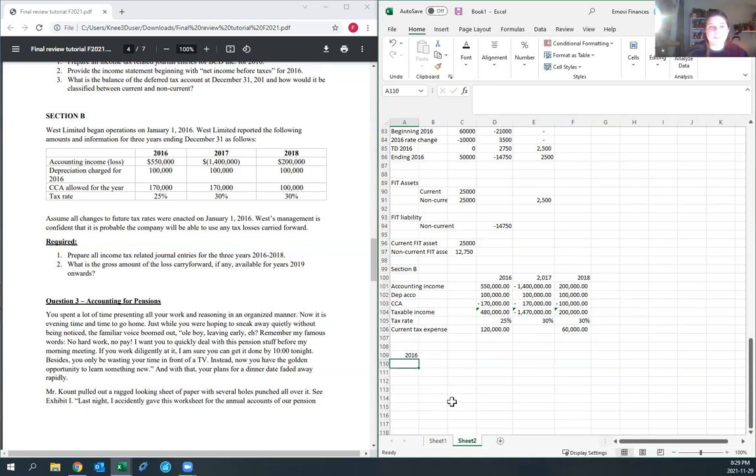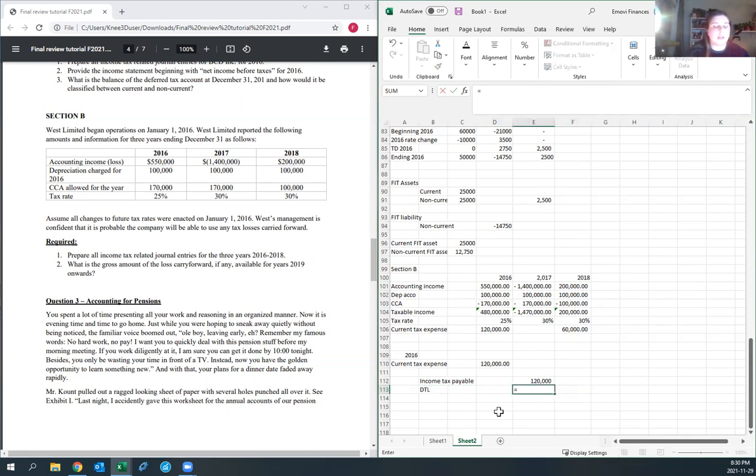For 2016, I'm first going to do my current tax expense, which is going to be 120,000. And I'm going to have my income tax payable with the same amount. And then I have to look here, is it going to be an asset or a liability? So the difference between the two is negative by 70,000. So it's going to be a deferred tax liability or a future income tax liability account. So I'm just going to put the TL.